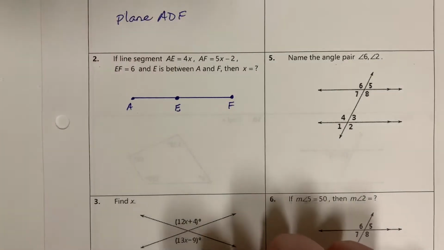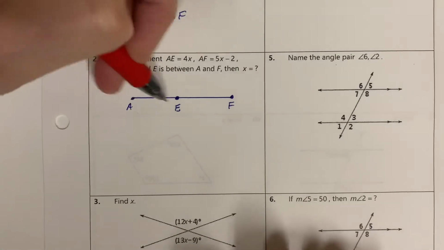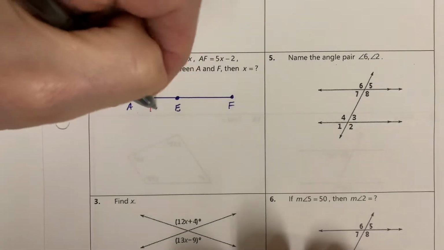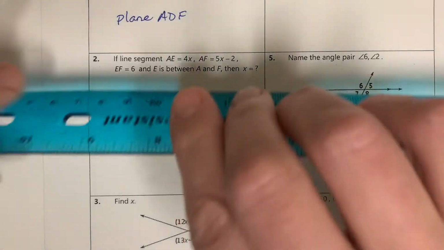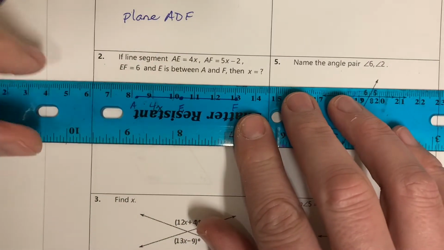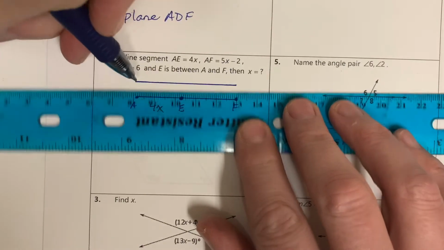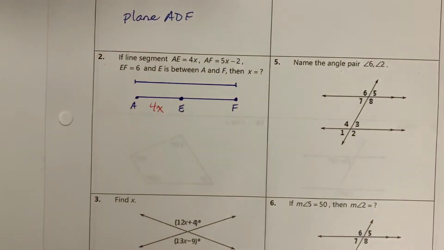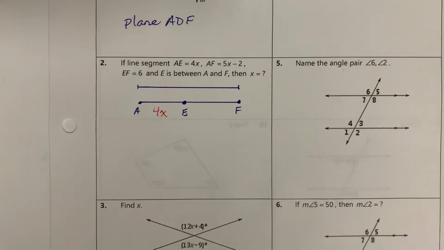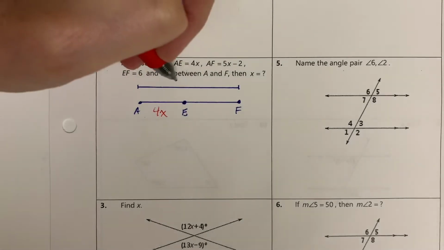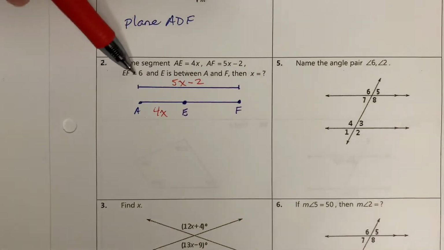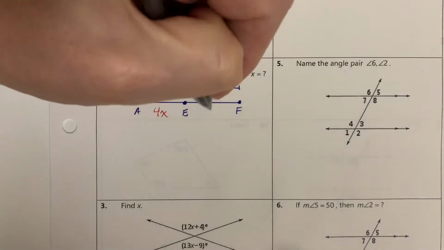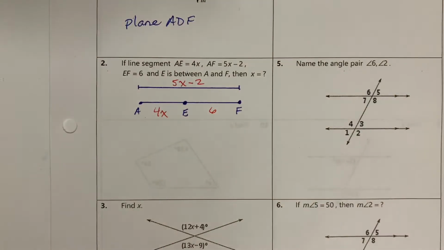Now, it says that AE is 4x. So here's AE, and I'm going to label that as 4x. It says AF, the whole thing, is 5x minus 2. So I'm going to go like this, and I'm going to call AF, all of this, 5x minus 2. Now it says EF is 6, so I'm going to put a 6 right there for EF. All right, it's wondering what x is.